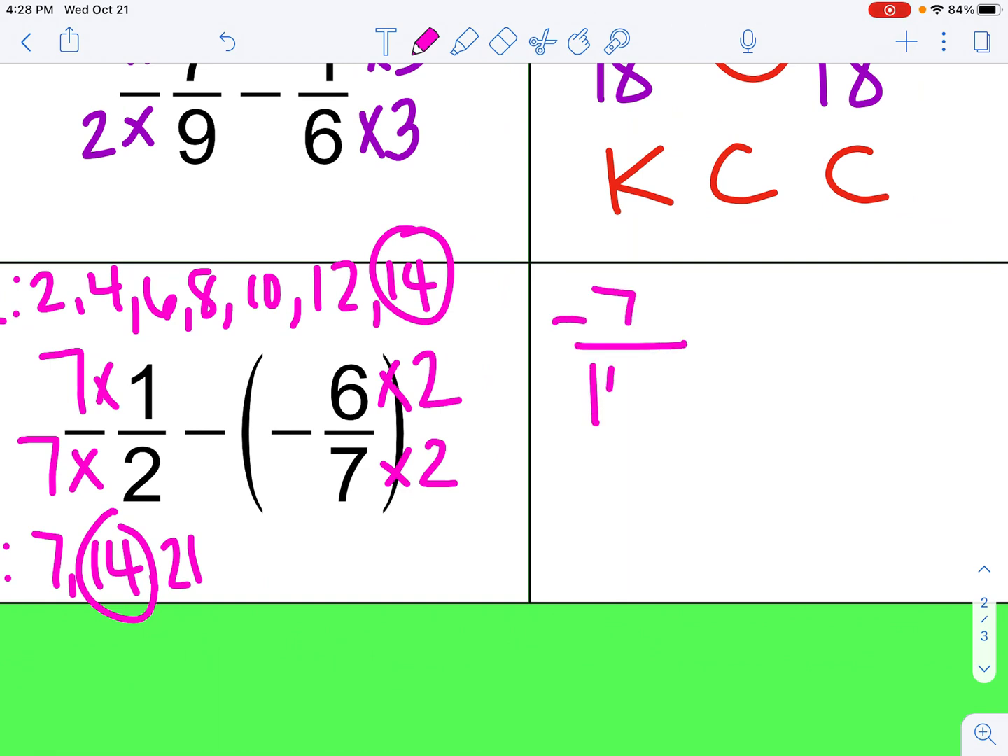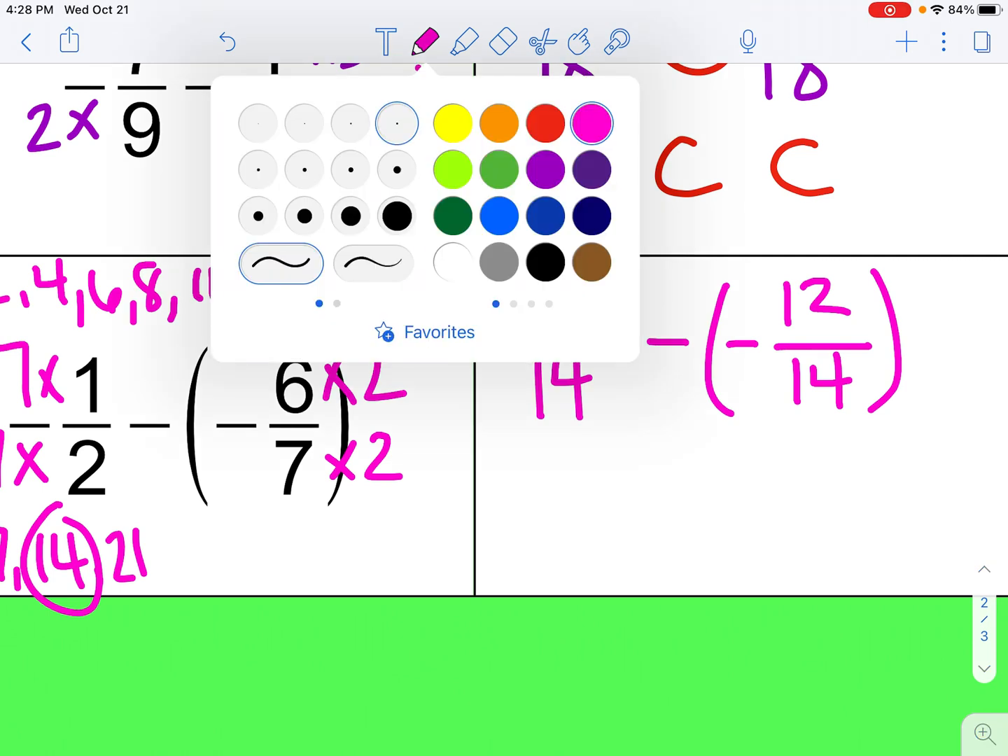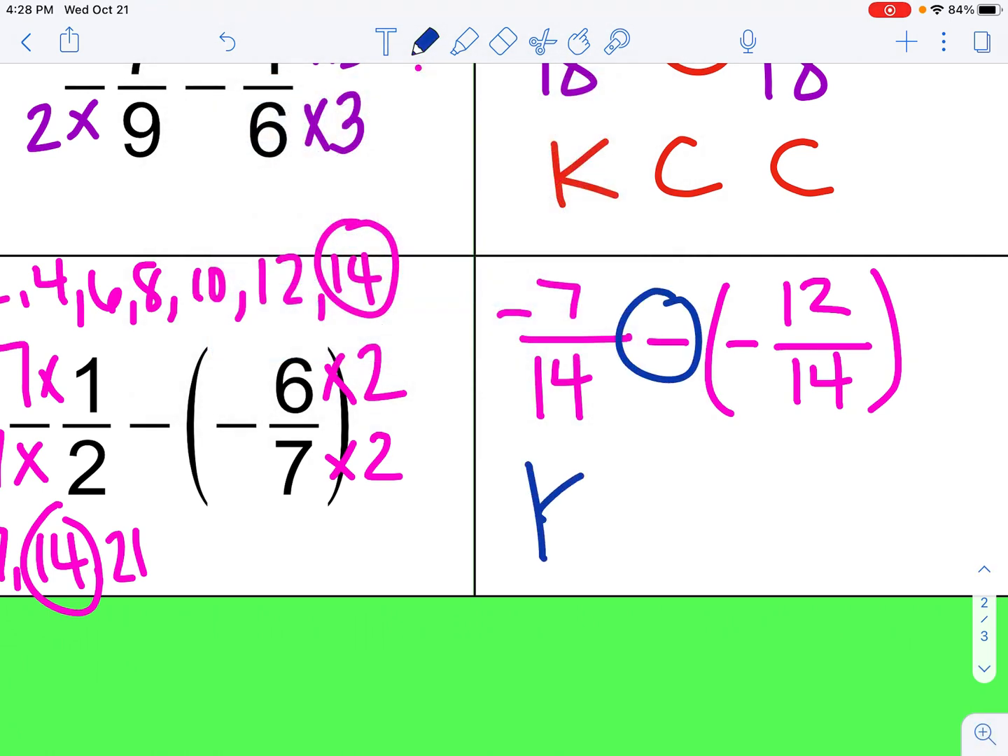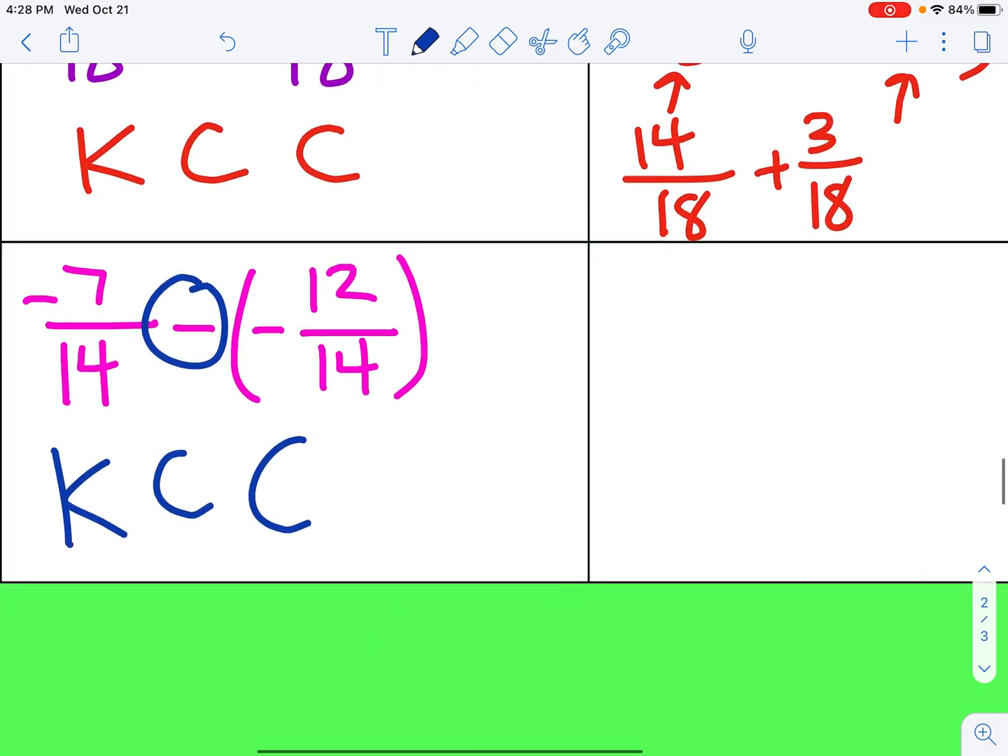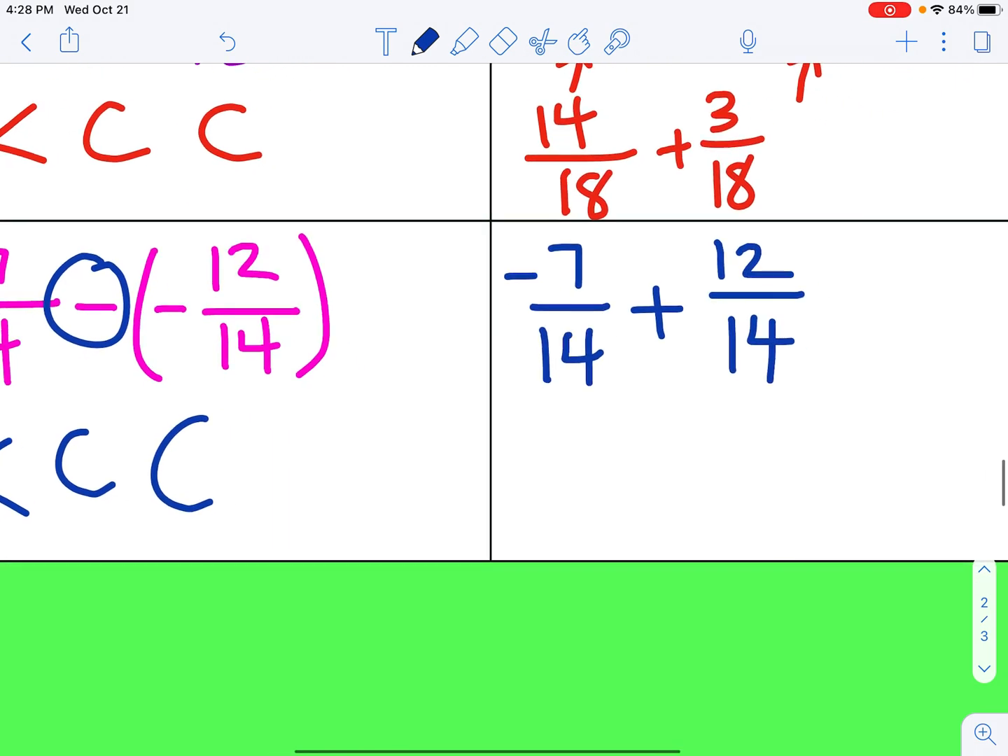7 times 1 is 7. 7 times 2 is 14. Minus a negative. 6 times 2 is 12. 7 times 2 is 14. Alright, now we're going to use keep, change because I'm subtracting again. So let's rewrite that in the next box. My negative 7/14 stays the same. I change my minus to a plus, and I change my negative 12 over 14 to a positive 12 over 14.